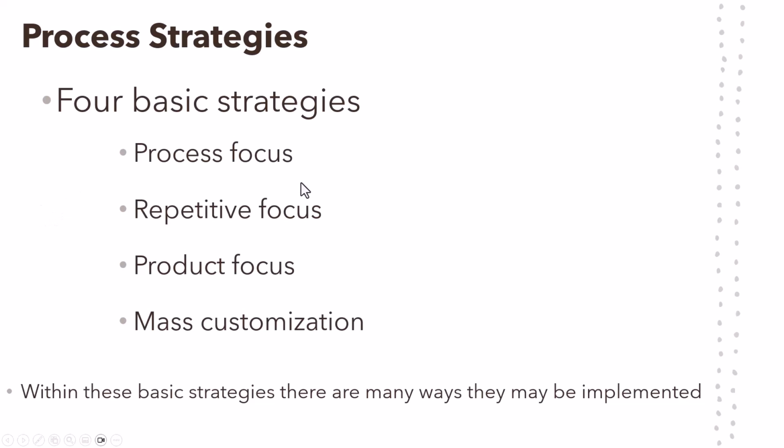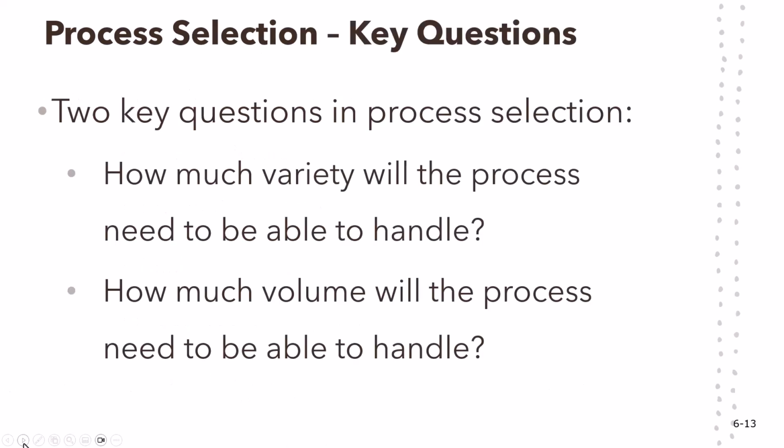There are four basic process strategies. You have process focus, repetitive focus, product focus, and mass customization. Within these basic strategies, there are many ways that these might be implemented. When you're selecting which process to work with, key questions to ask yourself are: how much variety will there be in the process that you'll need to handle, and how much volume should the process be able to handle?